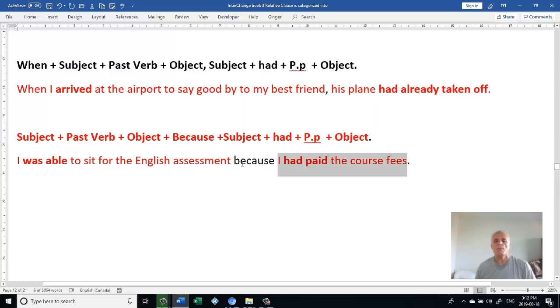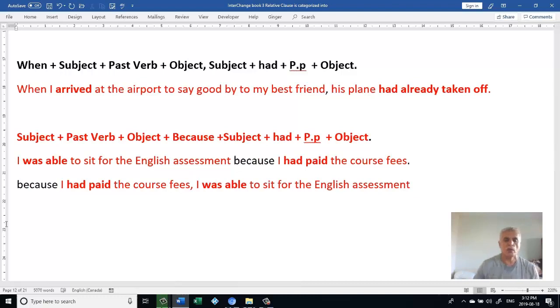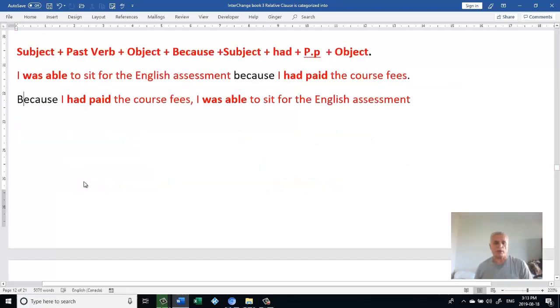Then you could say, let's make sentences like this. For example, because I paid, then here we have to put a comma because I have 2 clauses. Then I have to make this because with a capital. Because I had paid the course fee, I was able to sit for the English assessment. Still, this action happened first because this is in the past perfect.